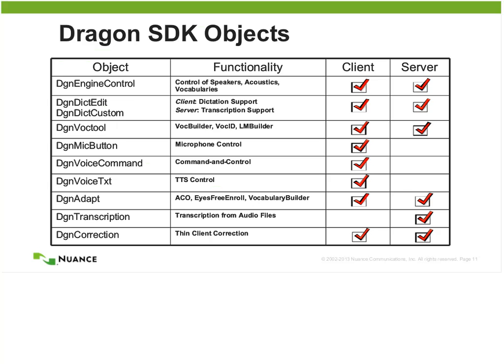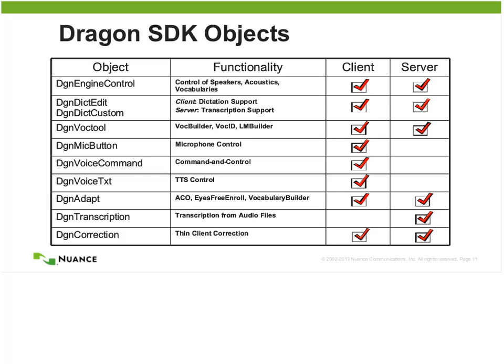So now we're going to talk about what type of SDK objects we provide. On the left column here, we have the list of the available objects in the SDK, and then we mention the functionality and whether they are available on the client, on the server, or on both. The first one we have here is the engine control, which allows the control of speakers, acoustics, and vocabularies. That's available on both client and server.